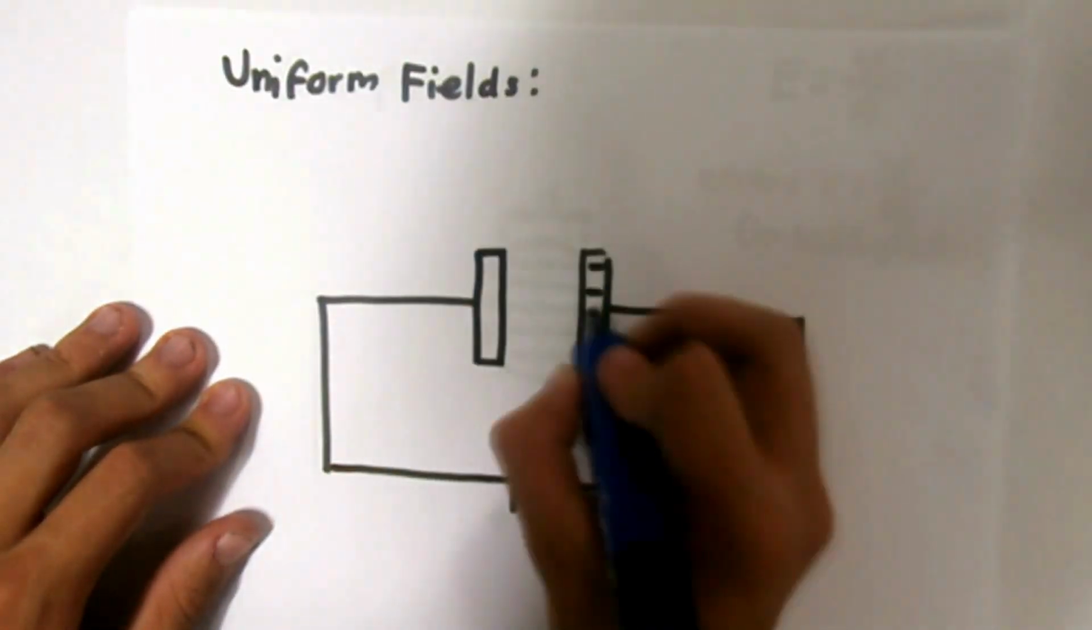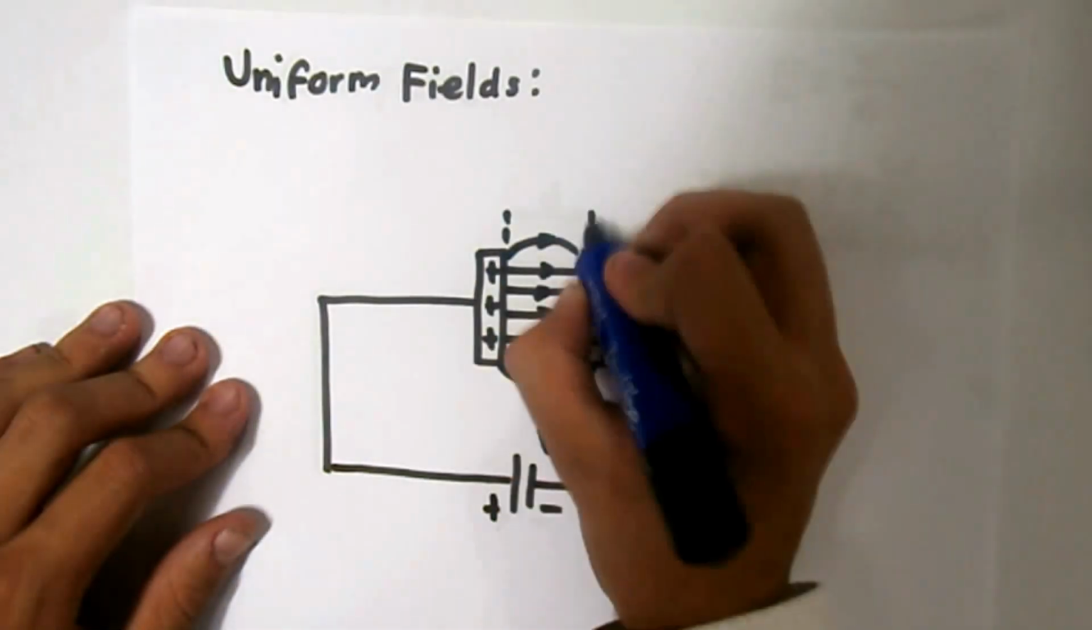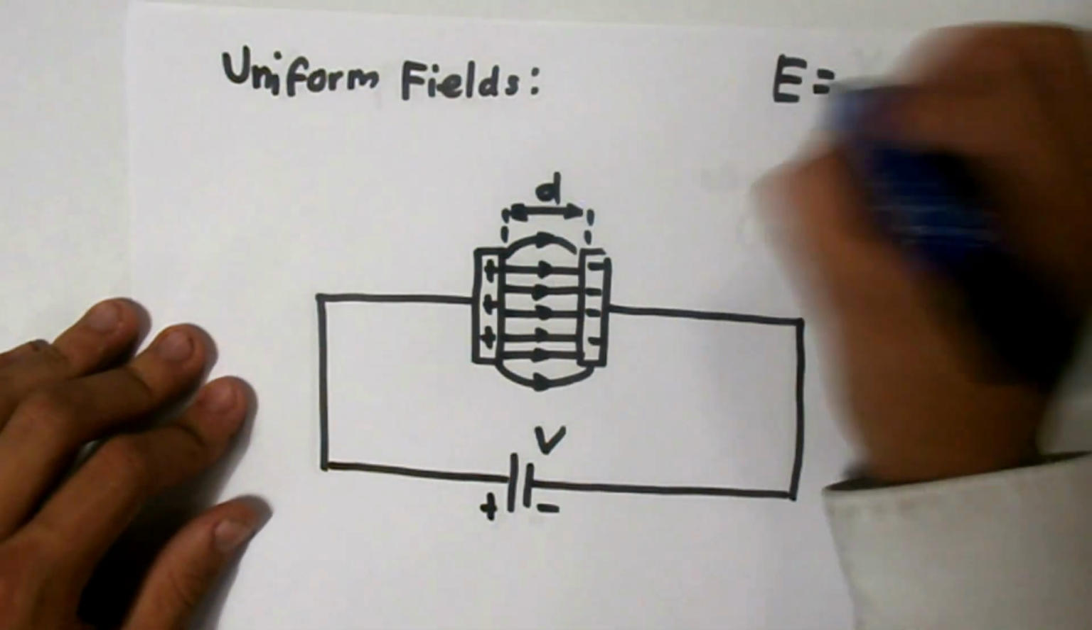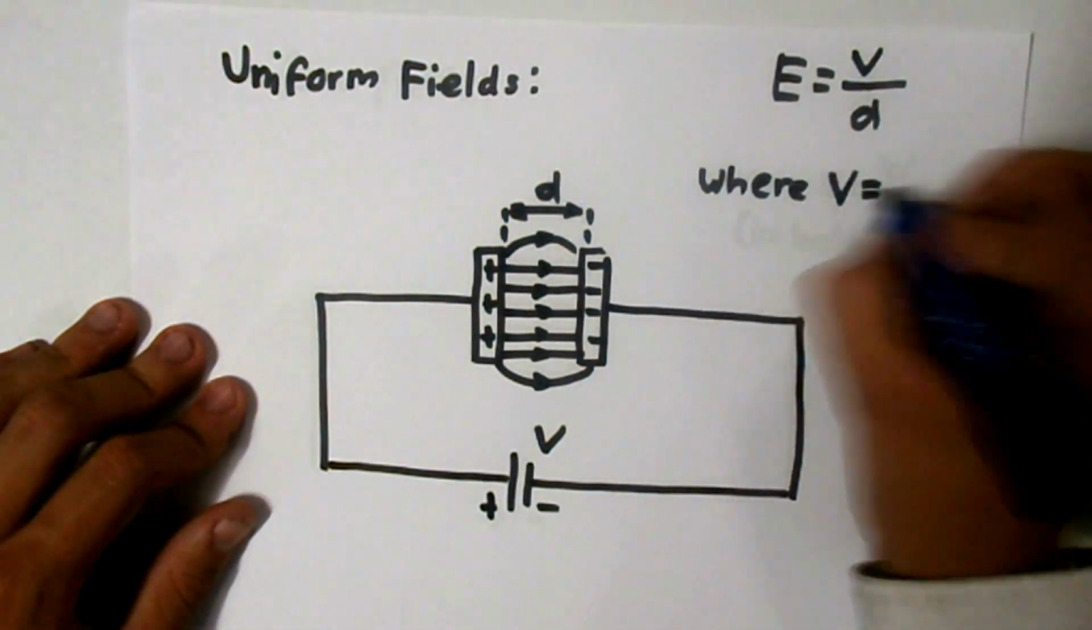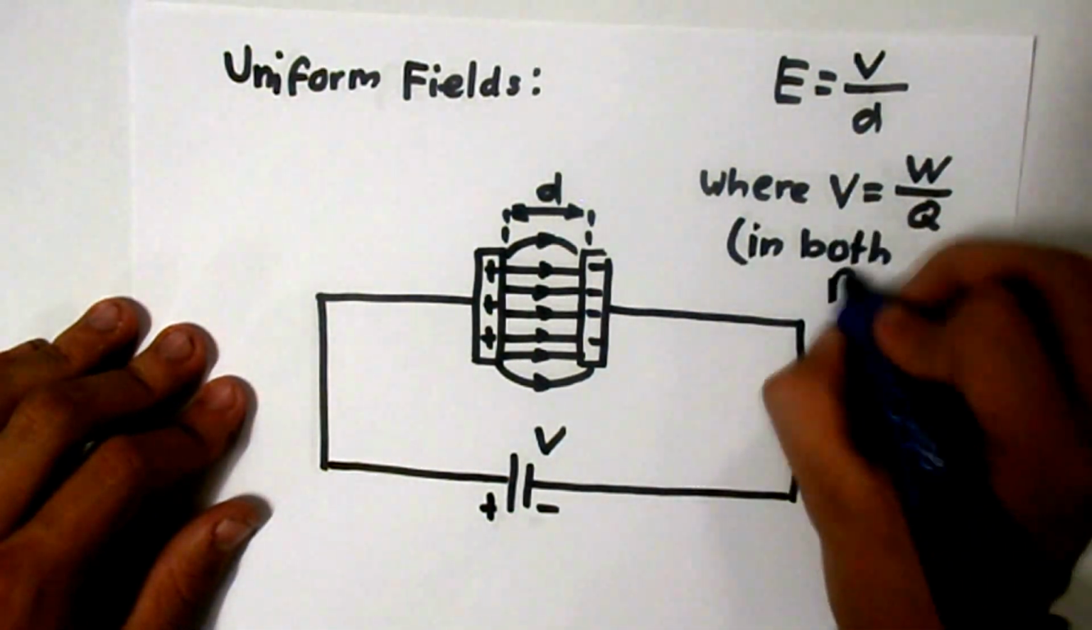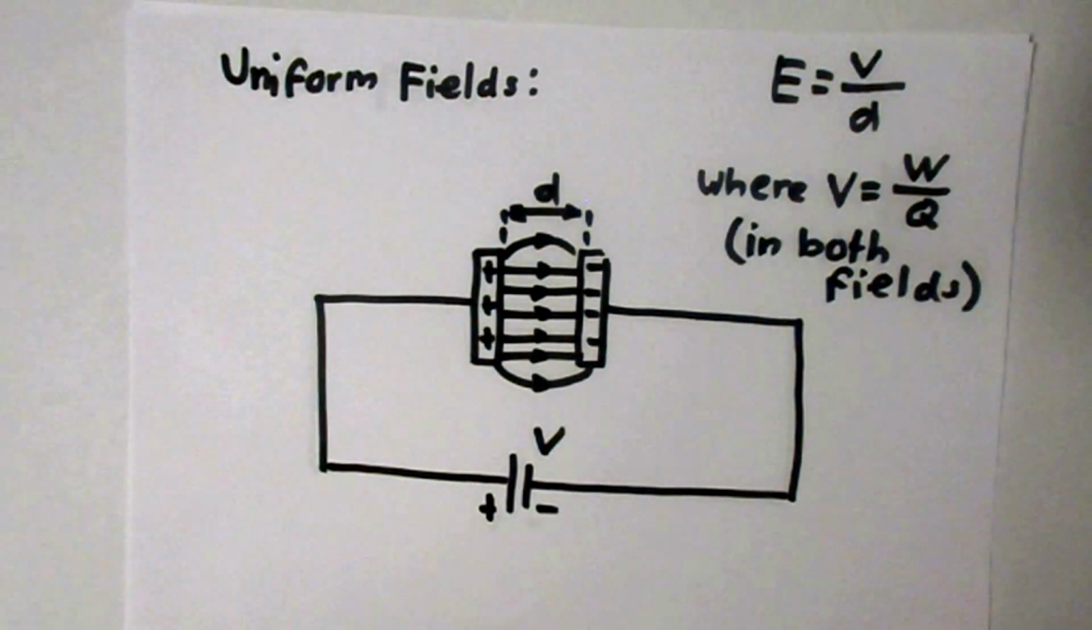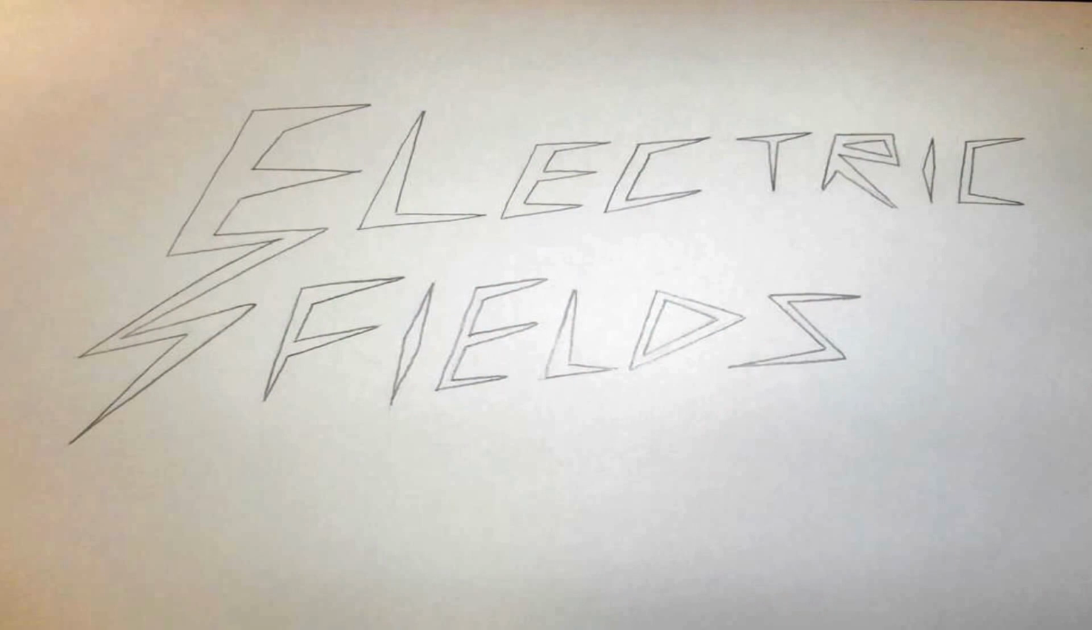With uniform fields you can also calculate the strength of the electric field. The electric field strength is equal to the potential difference over the distance between the two plates. And that's it for now. This was a presentation on electric fields.